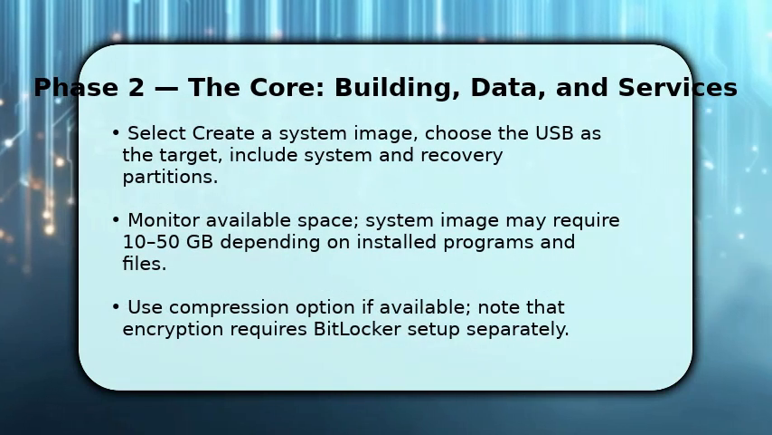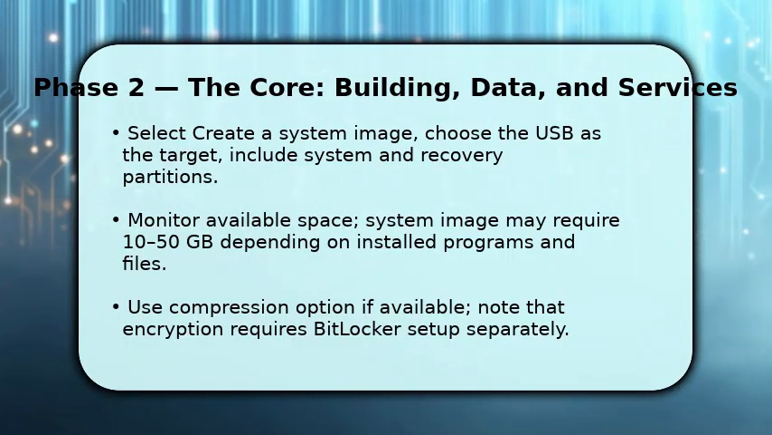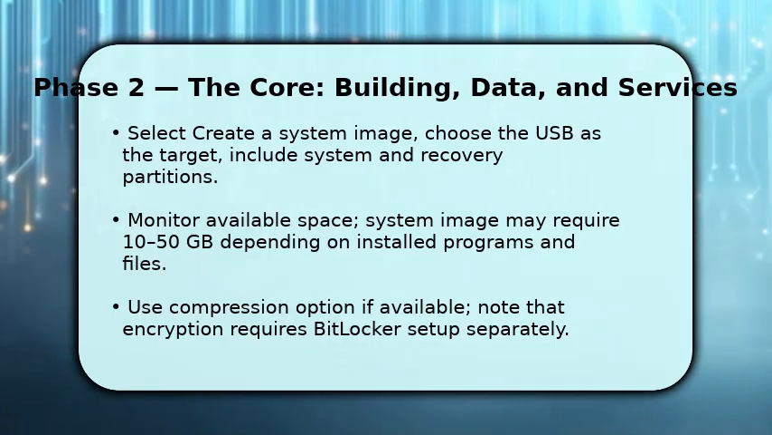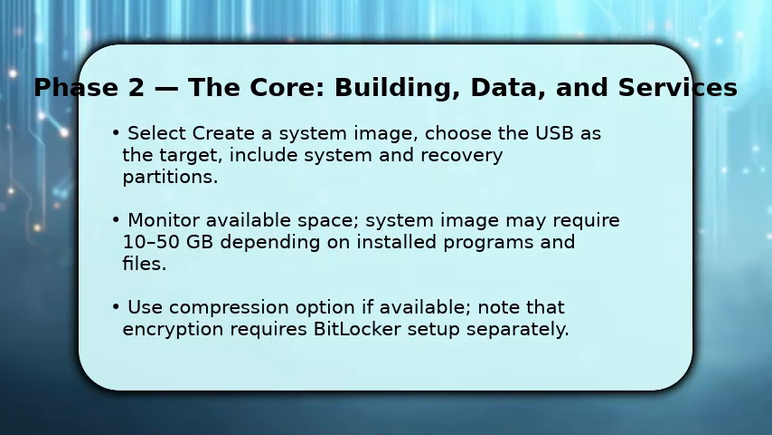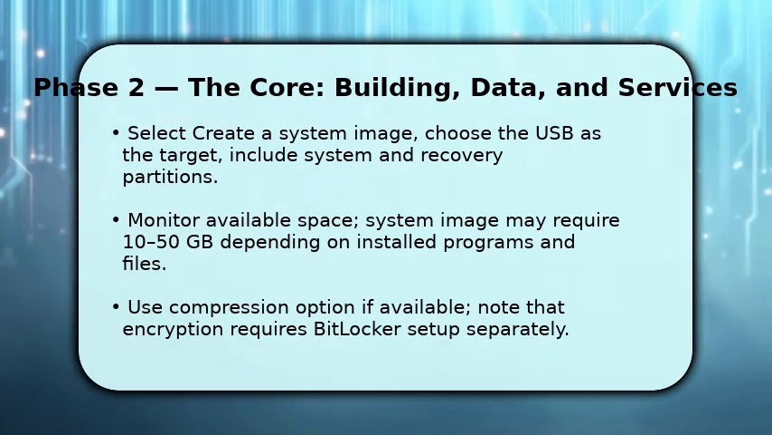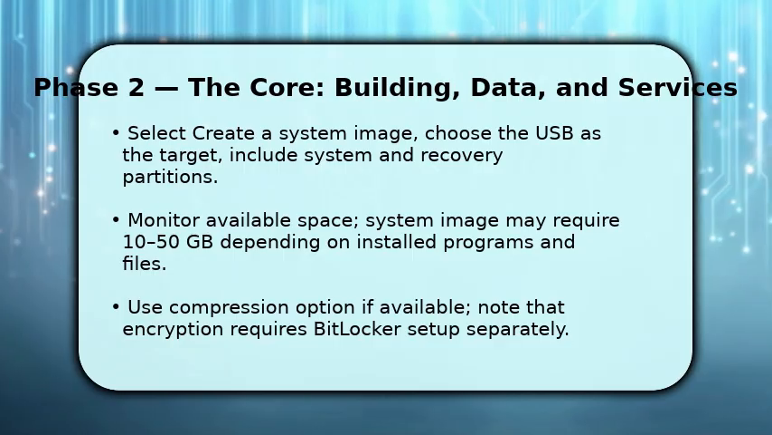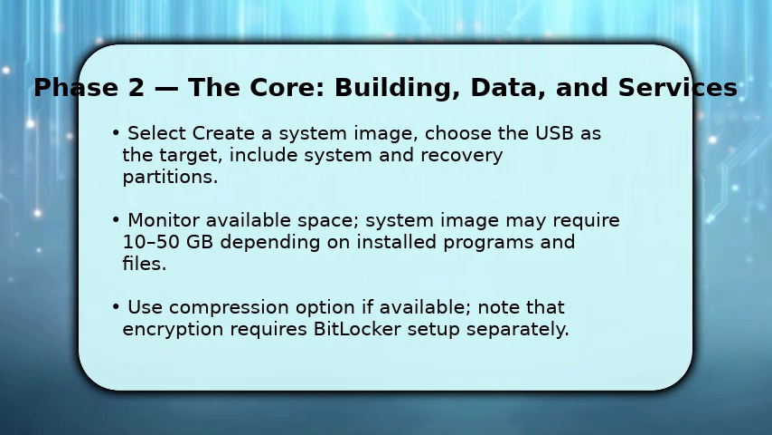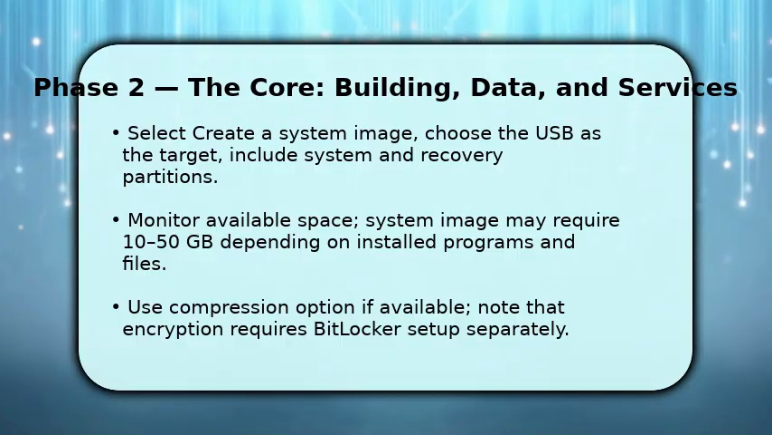You now create the actual system image. Click Create a System Image, then pick your USB drive as the destination. Include the system, boot, and recovery partitions so the backup boots. Watch the available space indicator. System images can range from 10 to 50 GB depending on your installation. Make sure to enable compression if you want to save space. However, if you need encryption, set up BitLocker on the USB afterward, or choose a tool that supports encrypted images. This step ensures a full recoverable snapshot.